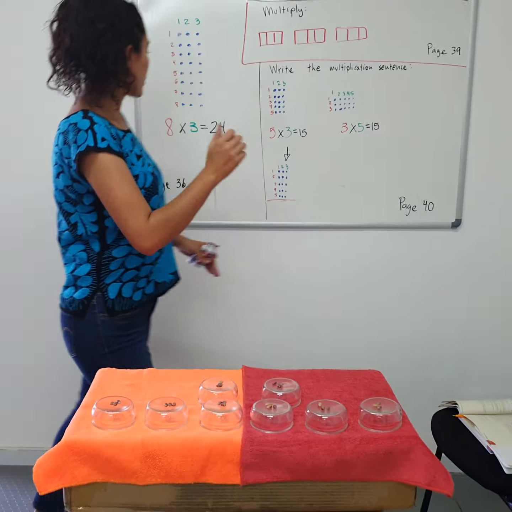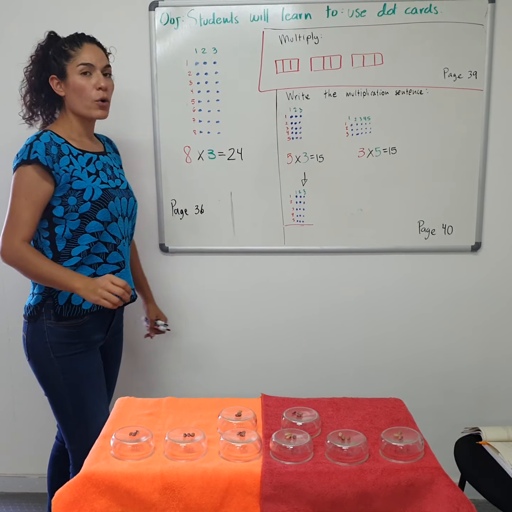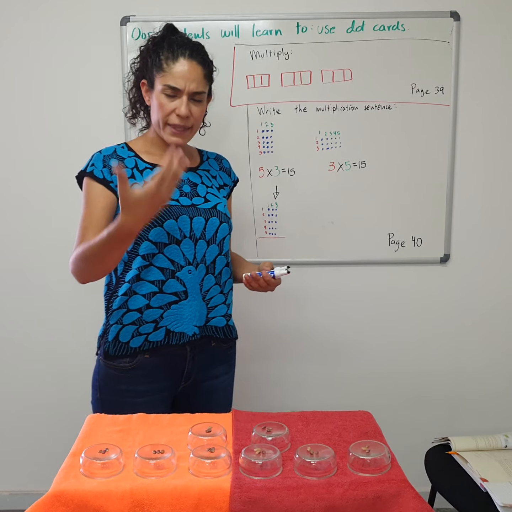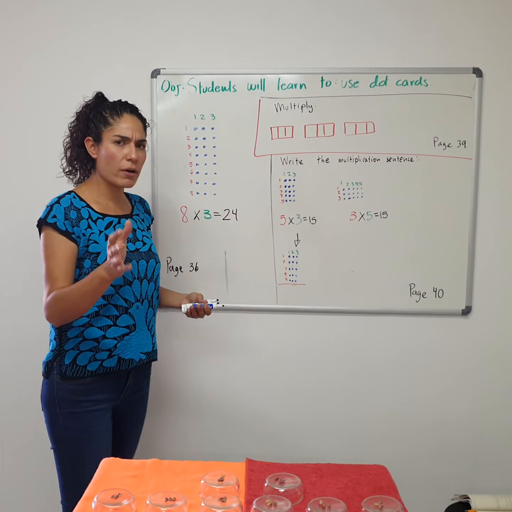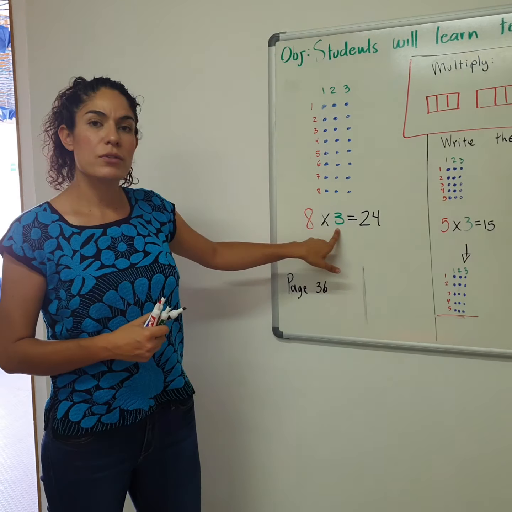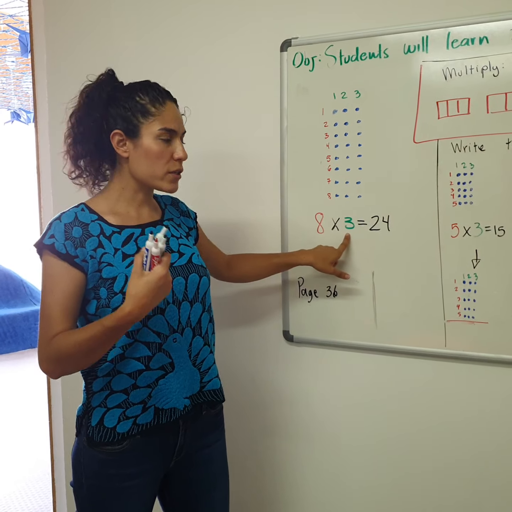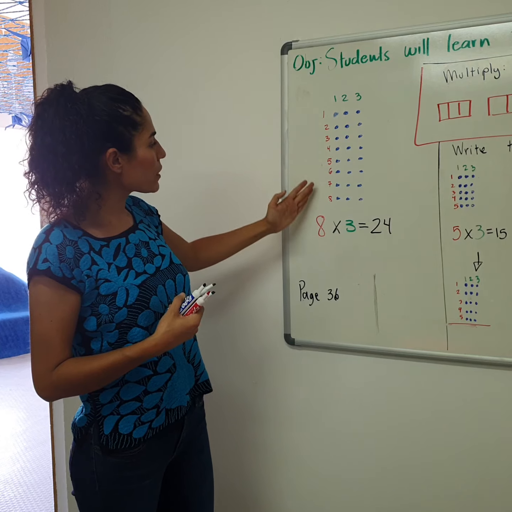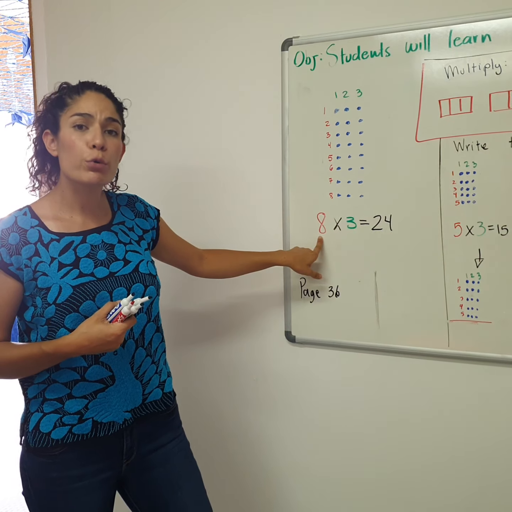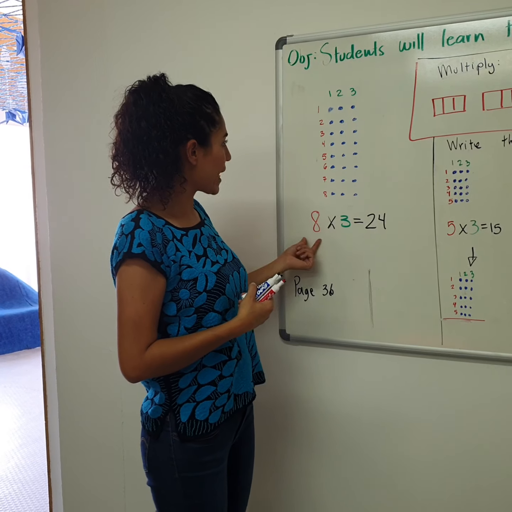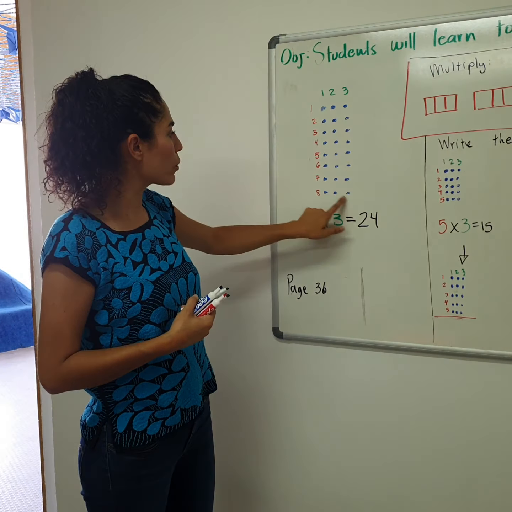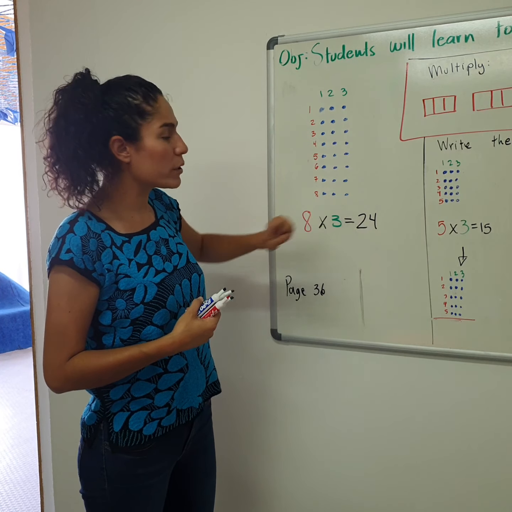Right now, talking about page 36, we're going to start using something called dot cards. I think we already did a video about that. Now we're going to do it talking about the multiplication table of 3. So let's start right away. The left column, the red numbers, are going to represent your number of groups. In this case, I have 8 groups of 3. Okay, the total of it is going to be 24.